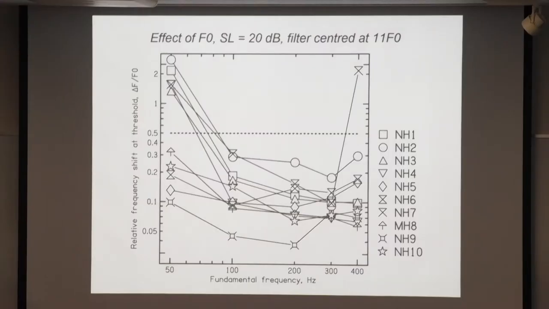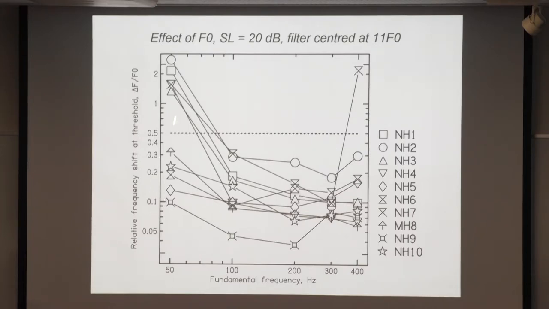And this is just showing the effect of fundamental frequency. So one normal hearing subject could not do it when the fundamental frequency was 400 hertz. And you'll recall then that if we've got a filter centered at 11 times the fundamental frequency, we're getting up into the frequency range where phase locking is very weak.